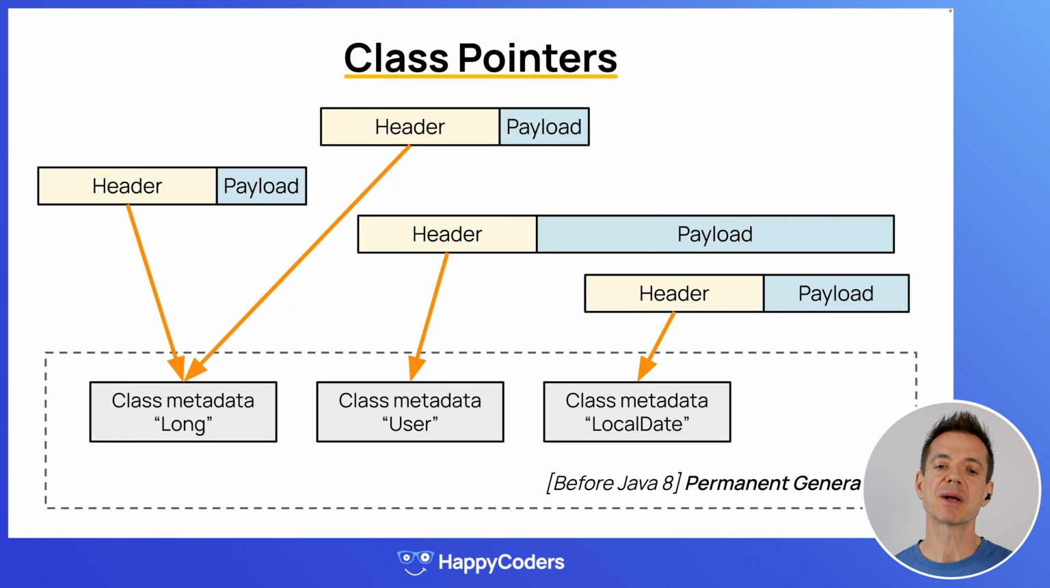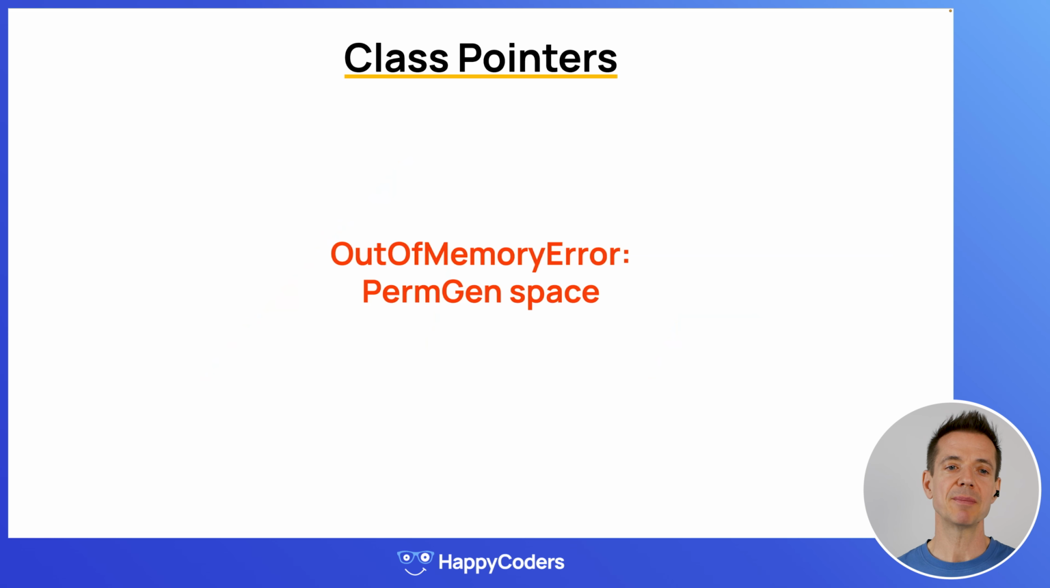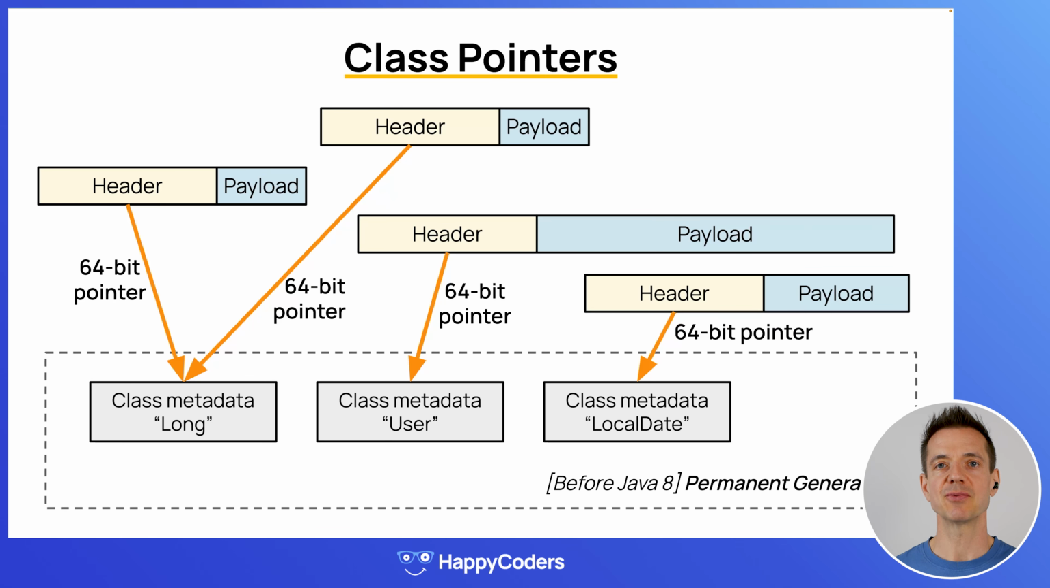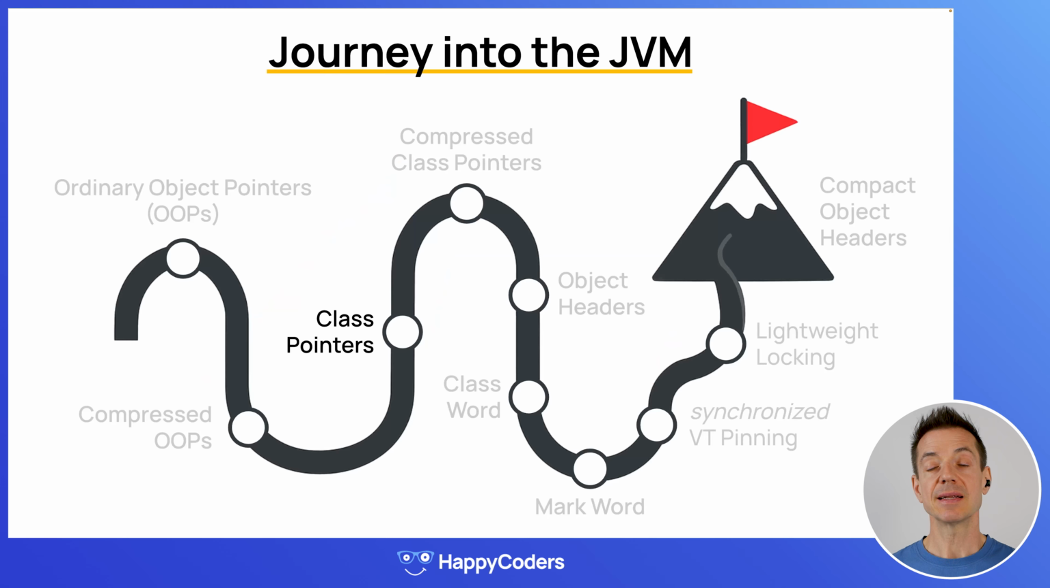That was rather annoying because back then we had to manually configure the size of this generation depending on how many classes we expected the application to load. Some of you might remember this error message, OutOfMemoryError: PermGen space. This meant that the permanent generation was full, the application would then terminate, and we had to restart it with a larger configured permanent generation. On a 64-bit system, the class pointers into the permanent generation were generally 64 bits in size. And that's basically it. Those were the traditional class pointers.